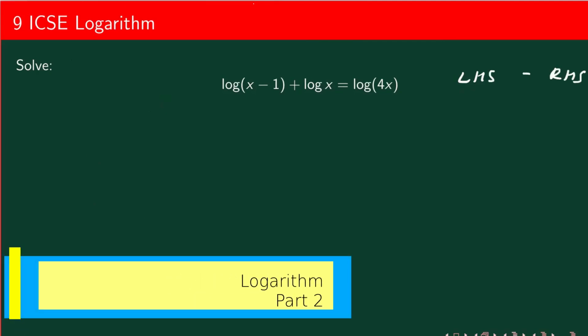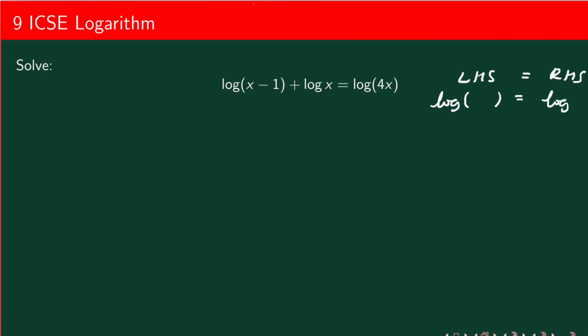and you have a right-hand side. So when you get log of something and log of something else, there is a process that we call taking anti-log, and then the logs can be removed, and this will be equal. This is possible only when you have a single log on either side.